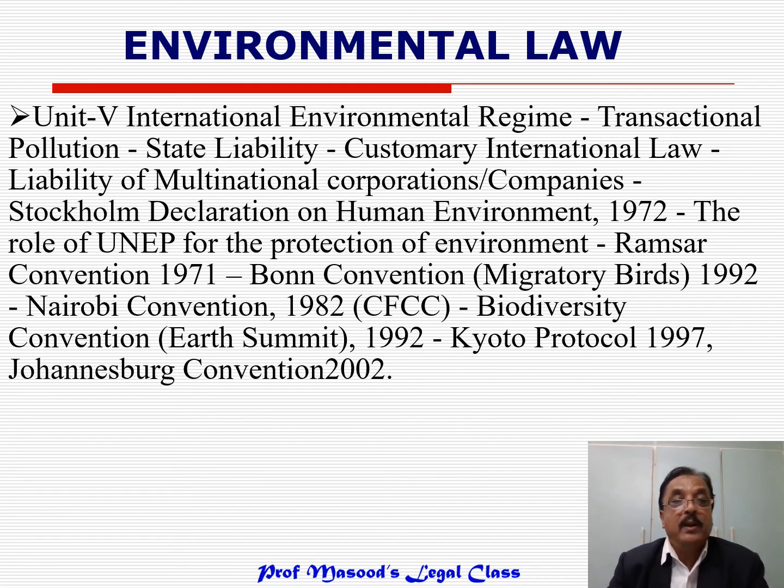Last unit, what we are doing here, unit number 5, international environmental regime, transnational pollution, state liability, customary international law, liability of multinational corporations and companies, Stockholm Declaration on Human Environment 1972, the role of UNEP for the protection of environment, Ramsar Convention in 1971, Bonn Convention on Migratory Birds, Nairobi Convention 1982, Biodiversity Convention, Earth Summit in 1992, Kyoto Protocol 1997, Johannesburg Convention 2002. So this is about the last unit, unit number 5.